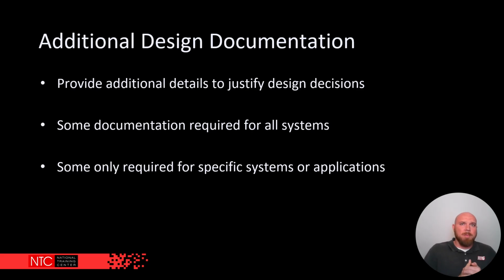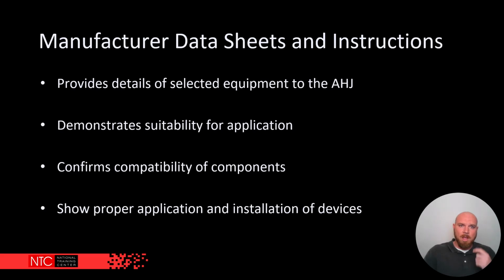Some documentation will be required for all systems. Some is only going to be required for specific systems or applications. The first thing we include with all systems is manufacturers' data sheets and instructions, which provide the details of selected equipment to show to the AHJ, here's what we're using, and ensure that we have compliance. It demonstrates suitability for application, confirms compatibility of the components themselves, and also shows proper application and installation of the devices once it's time to install.